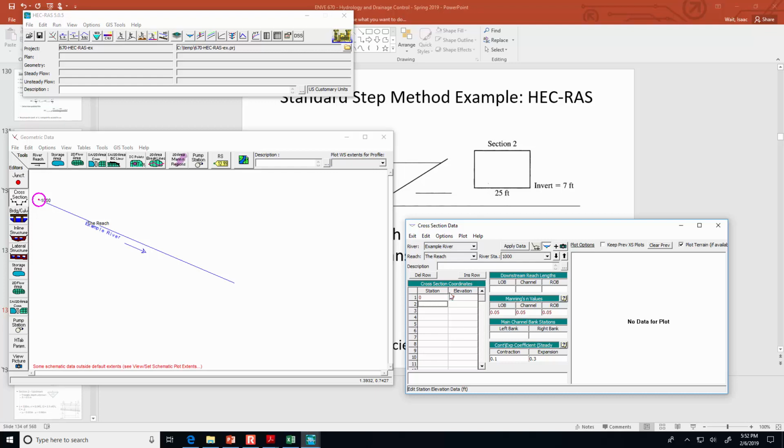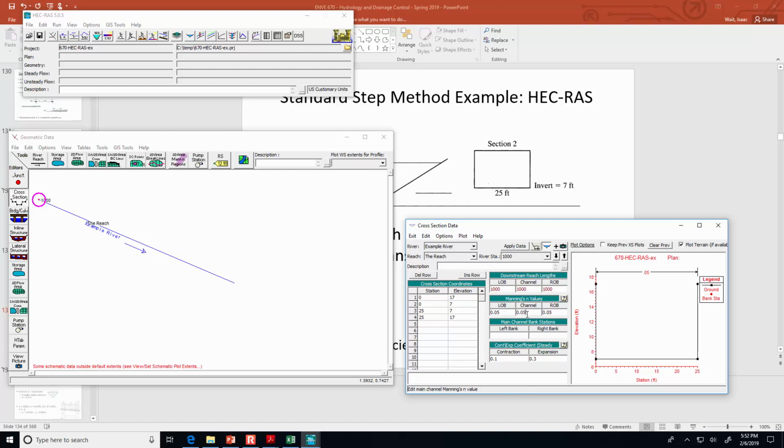So 0 and 17, 0 and 7 defines the bottom. And then 25 and 7. So 25 is the width, 7 is the bottom of the channel, and 25 and 17. So if we click Apply Data, then it's creating a rectangular shape for our water to flow through. We're basically just defining what that conduit looks like. And we can put in 1,000 feet for the next reach.